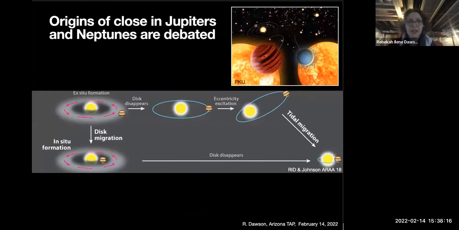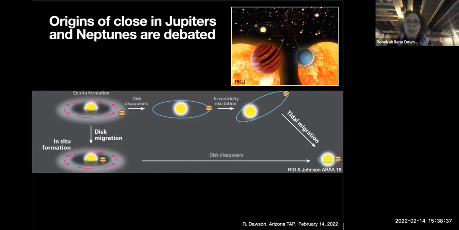One possibility is that they form much further from the star, maybe out where our own Jupiter does, and then get disturbed onto very elliptical orbits that bring them on close passages to the host stars. Getting so close to the star, tides can shrink and circularize their orbit and lead to a close-in giant planet.